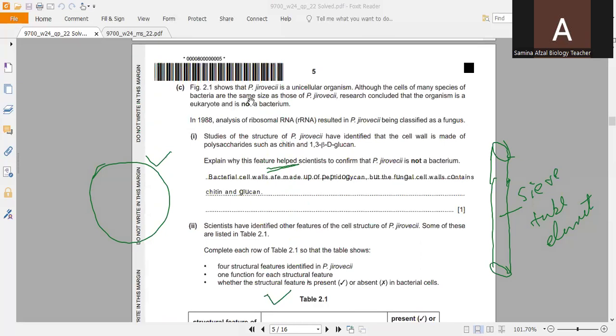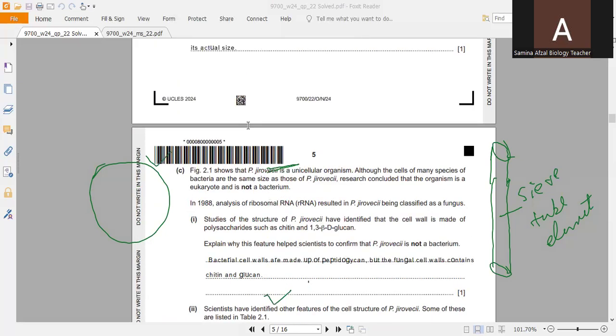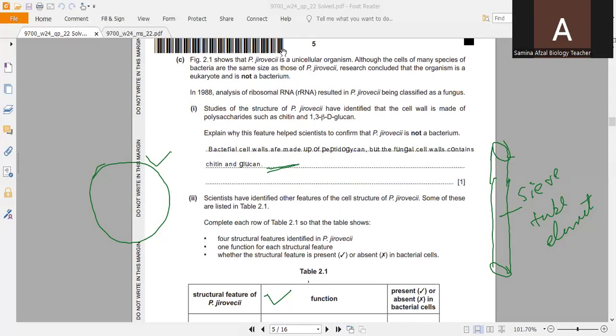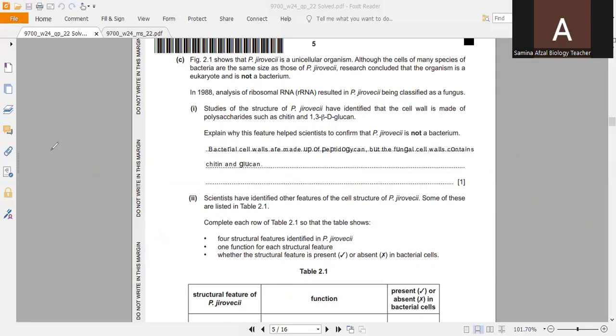And the next question is Figure 2.1. Figure 2.1 shows P. gyrovici, a unicellular organism. Although the cells of many species of bacteria are the same size as those of P. gyrovici, research concluded that the organism is a eukaryote and is not a bacterium.